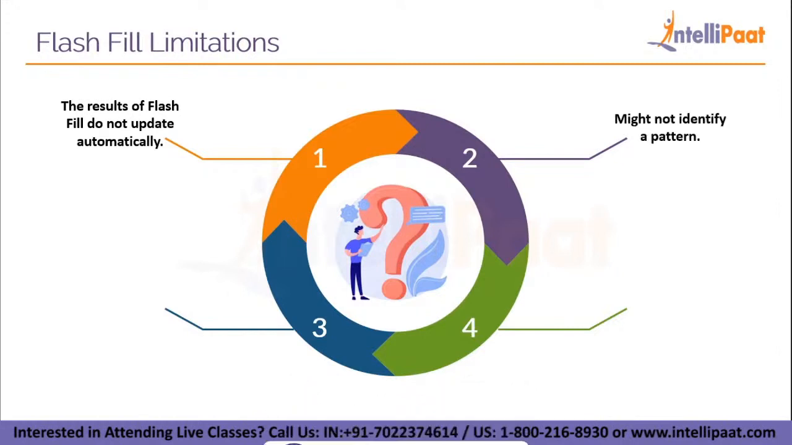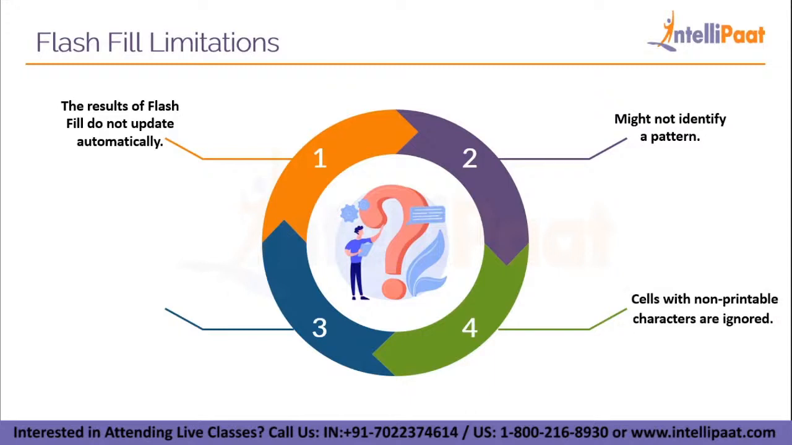Next we have, it might not identify a pattern. Flash fill may stutter and deliver inaccurate results in some cases, particularly when your source data is structured or formatted differently. If you use flash fill to extract middle names from a list where some entries only have the first and last names, the results will be incorrect in those cells. As a result, it is a good idea to check the flash fill output on a regular basis.